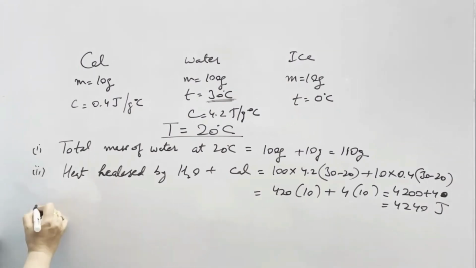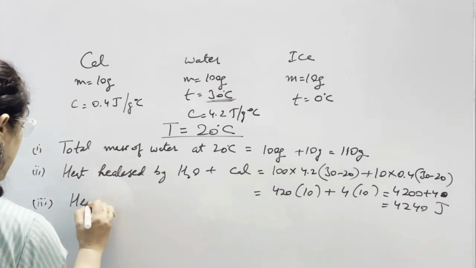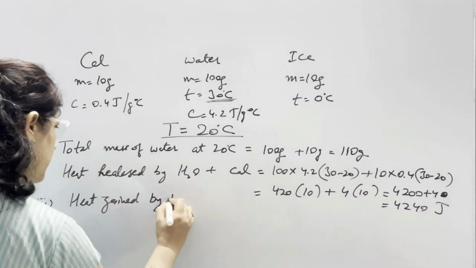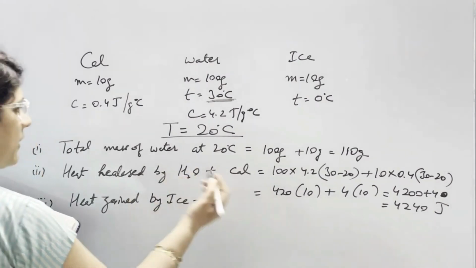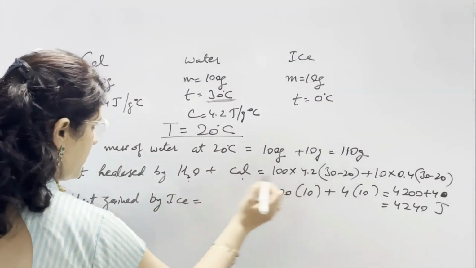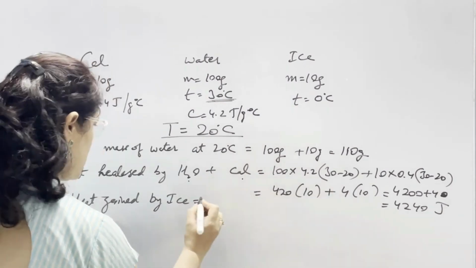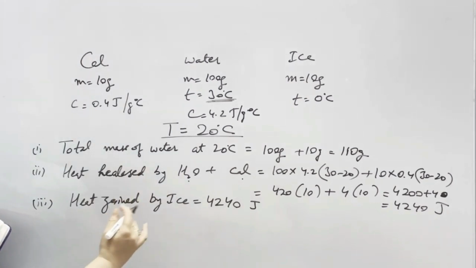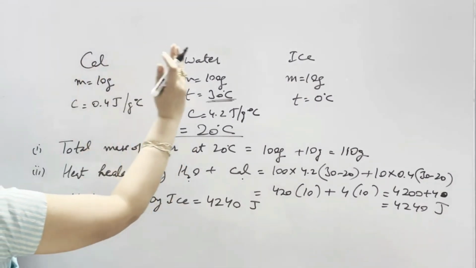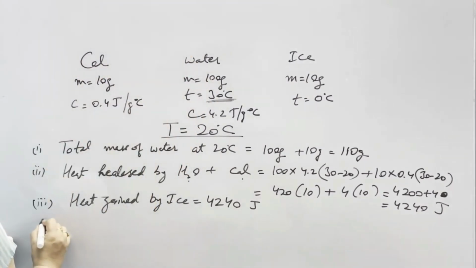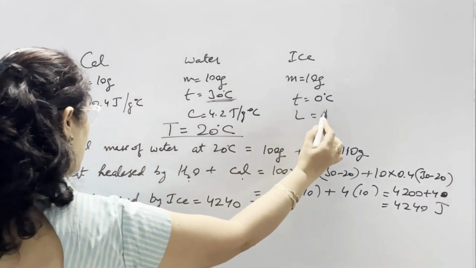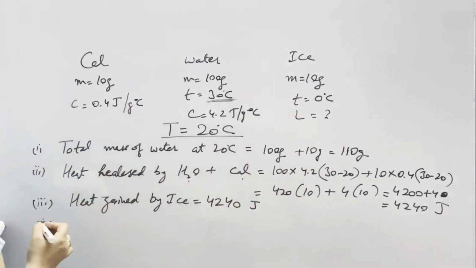In third part, heat gained by ice. Heat gained by ice means heat released by these two. So heat gained by ice is equal to heat given by water and then calorimeter. We can add them here also. So 4240 joule is the amount of heat gained by ice, which is given by both calorimeter and water. In last part, we need to calculate L, which means specific latent heat of fusion of ice. This we need to calculate here.